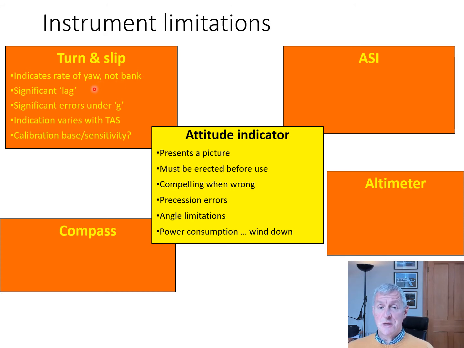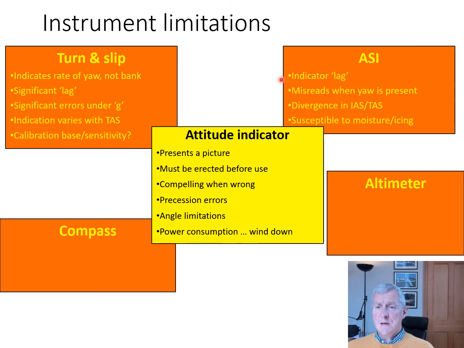There's a lot of lag to it. The airplane is going to move quite a lot ahead of the instrument. If we're pulling G, it's got significant errors. Its indication varies considerably with the true airspeed, and we have to be careful about how it is calibrated, whether a rate 1 turn indicated on the instrument is really a rate 1 turn. If it's been calibrated for a much faster aeroplane than a glider, it probably won't. So the ones in gliders need to have different springs in to make them read correctly.